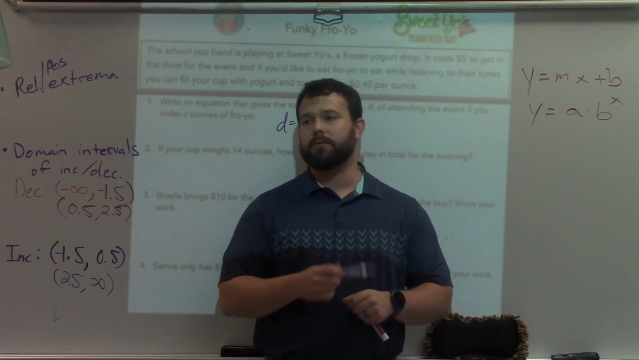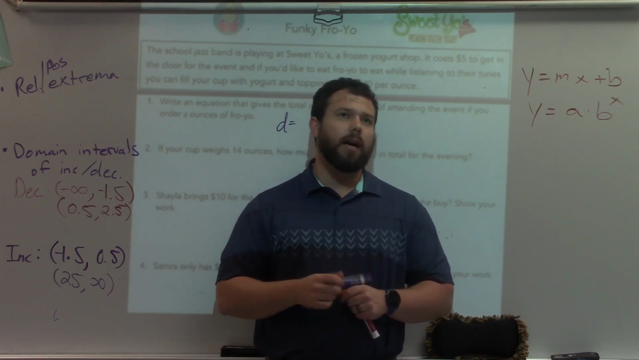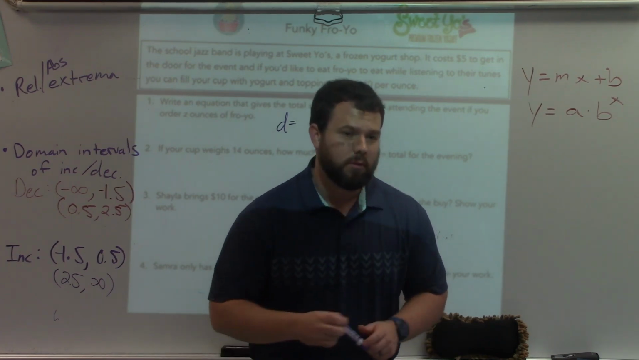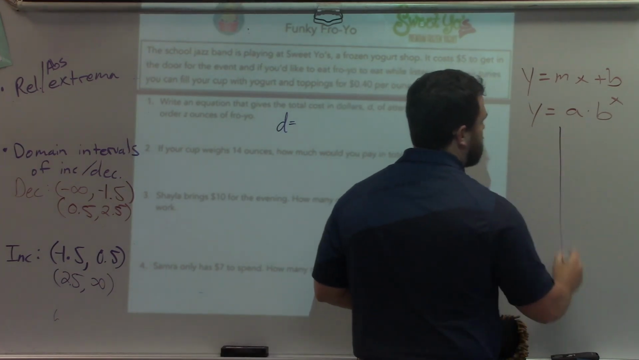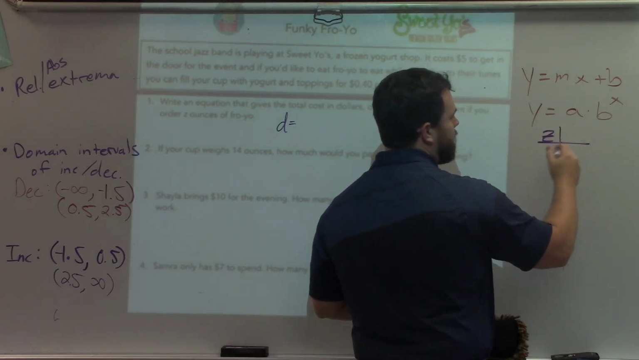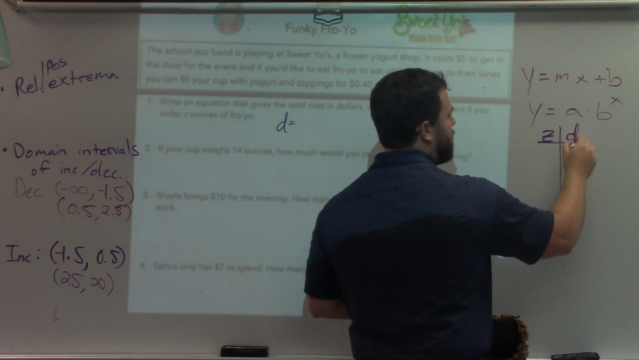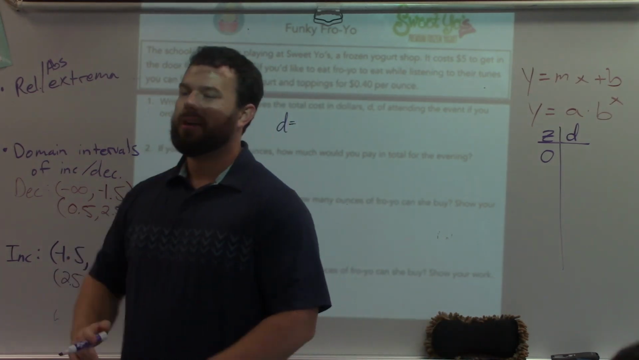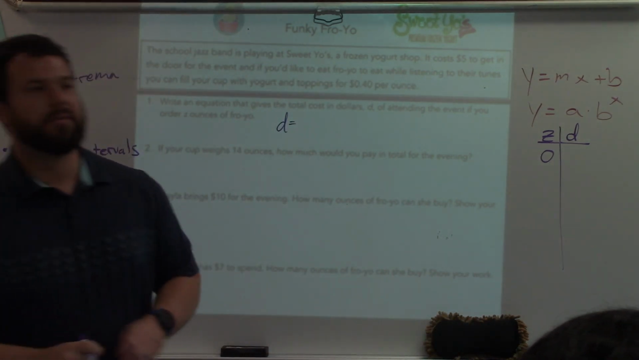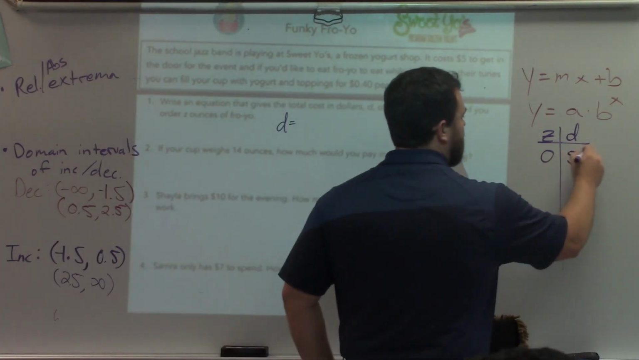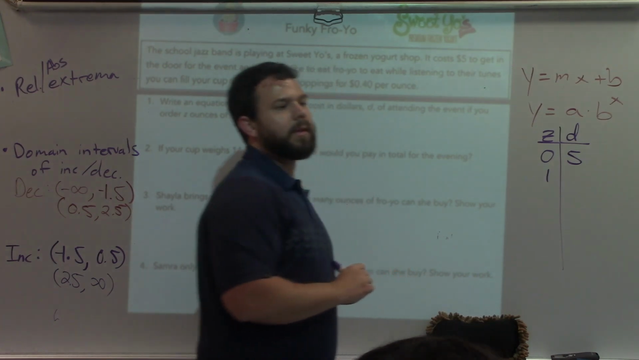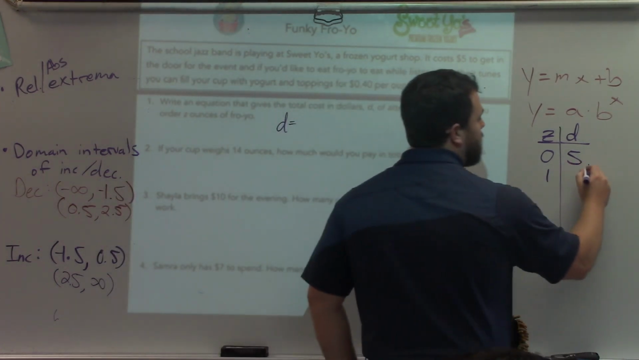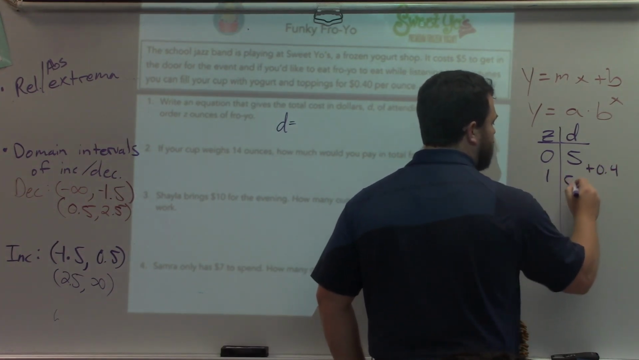Could I make a graph? Okay, I can make a graph. Graphs are not always the easiest thing to make to start from, but can we make a table? Okay, so if I'm talking about a table, I got my Z ounces, I got my D dollars. Even if I don't buy a single ounce, how much money am I spending? Spending $5, right? If I get 1 ounce of froyo and toppings, how much am I spending? $5.40. I would say I'm spending another 40 cents.